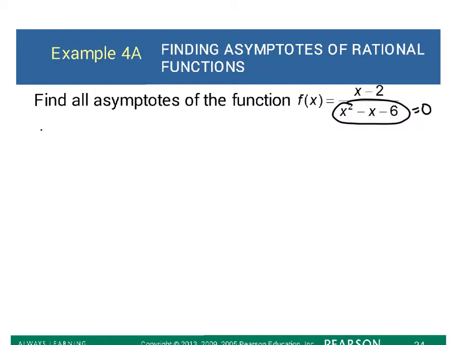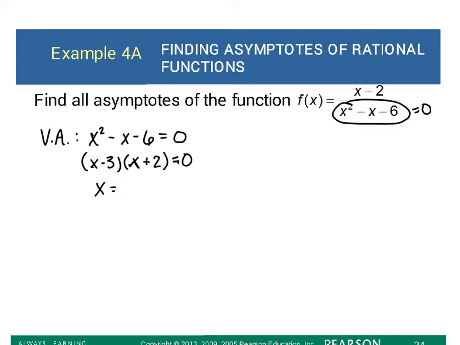So take this, I'm going to label this VA. Take your denominator, set that equal to 0, solve for x. First, I'm going to factor it, because this is easily factored. And now, if I set each of those factors equal to 0, I'm going to get x equals 3 and negative 2. So there are my vertical asymptotes.